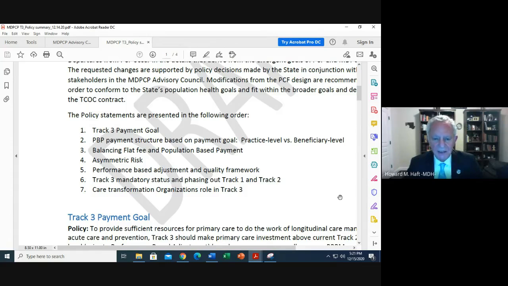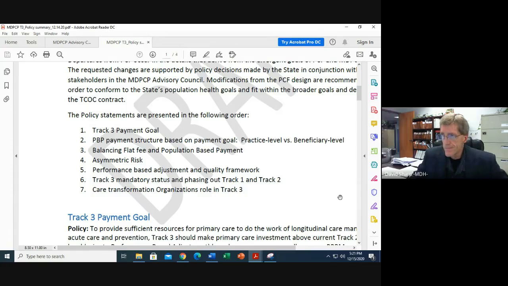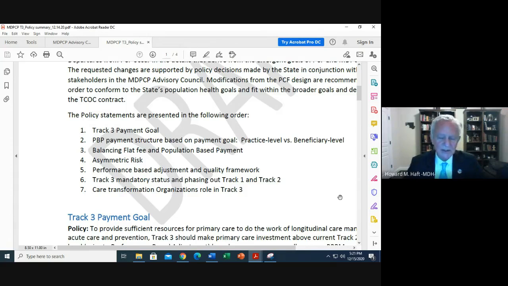Balancing the flat fee and the population-based payments. We know that both of those exist in primary care first, and we adhere to the concept of neither incentivizing nor disincentivizing a face-to-face visit based on the flat fee structure. But we did want to make certain that the majority of payments and the incentive was in the area of population-based payments, and not significantly incentivizing continued fee for service.